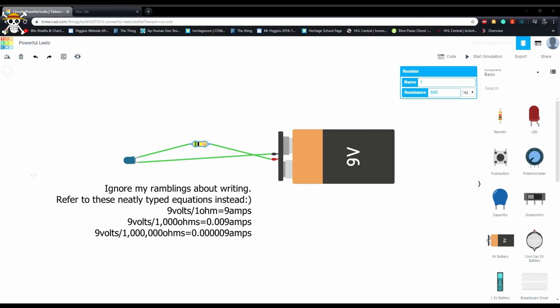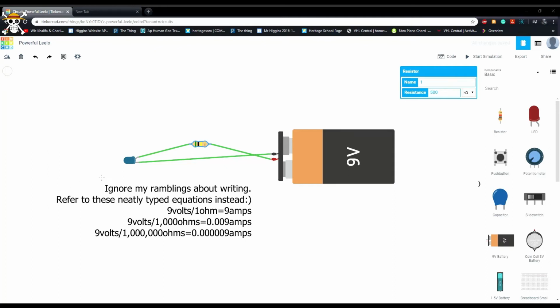The amount of resistance, we're going to start with 1 ohm. Let's say the resistor that we're using only resists about 1 ohm, so we're going to put 1. This is volts, so we're going to put a V, and this is ohms, so we're going to put the ohm symbol. So it looks like that. So this is 9 divided by 1.